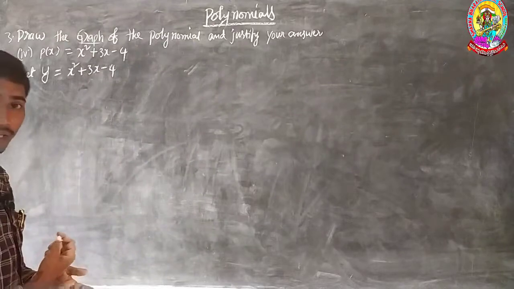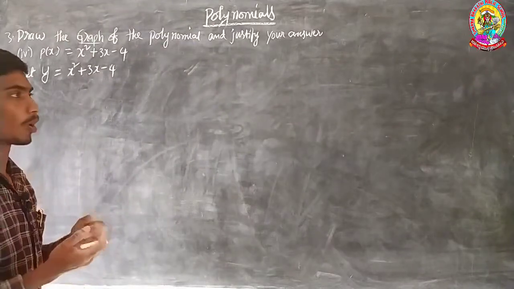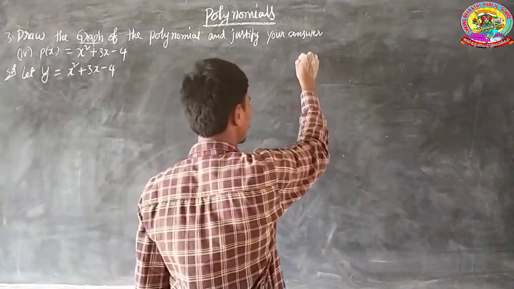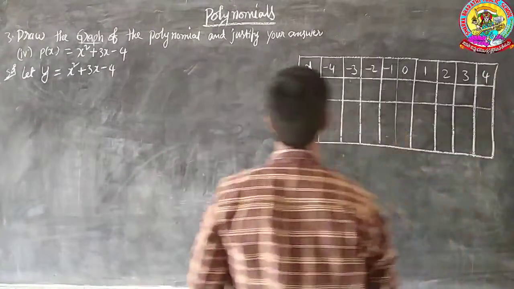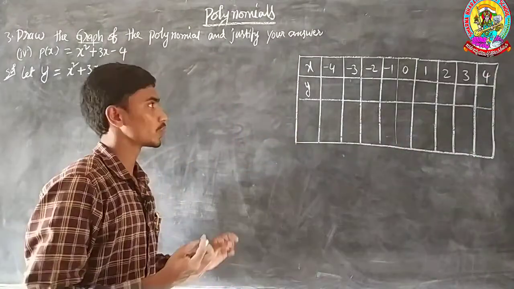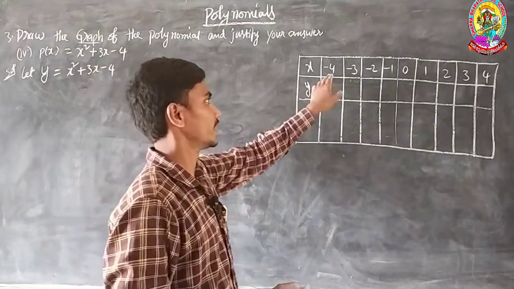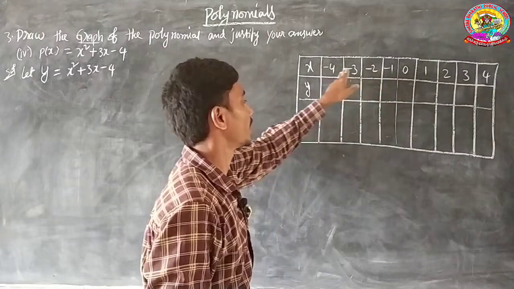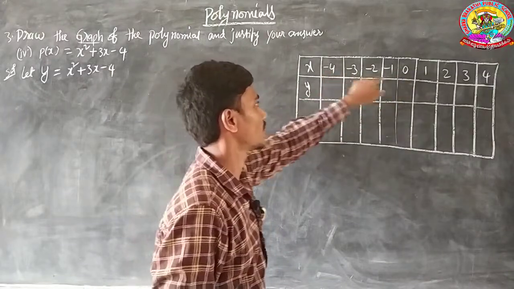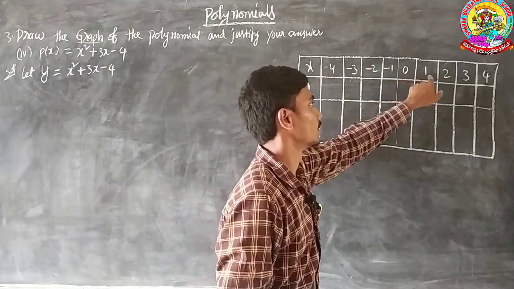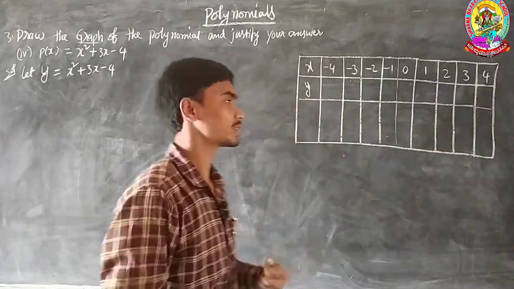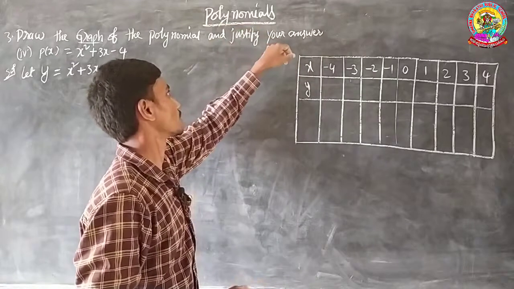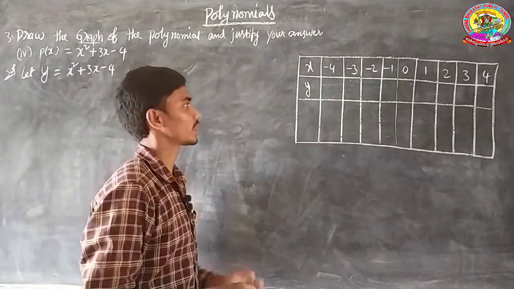If you want to draw a graph, you must need points. So that's why first of all construct a point table. Whenever you want a graph, you must need this type of points. First of all, take minus numbers up to 4 and including 0, and positive numbers up to 4. So this will give a graph correctly to find the 0, and also you can easily justify your answer.